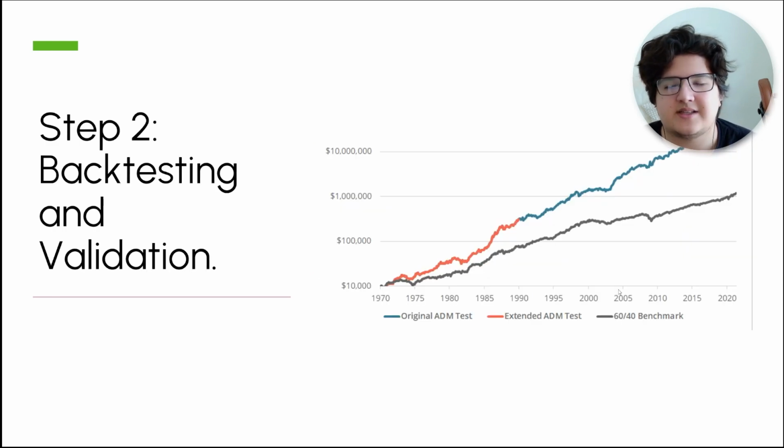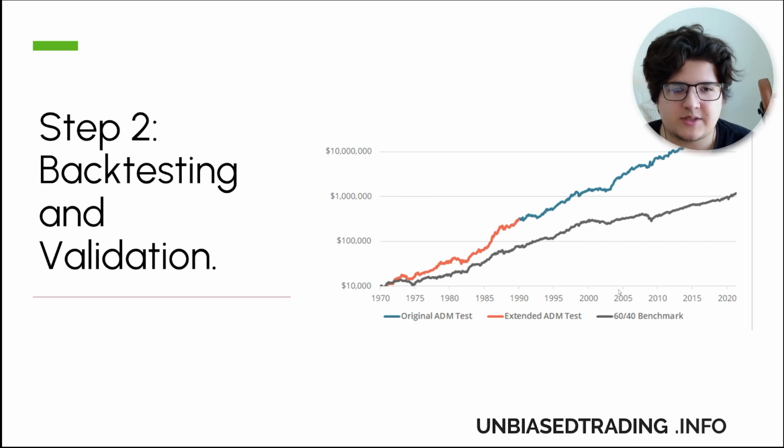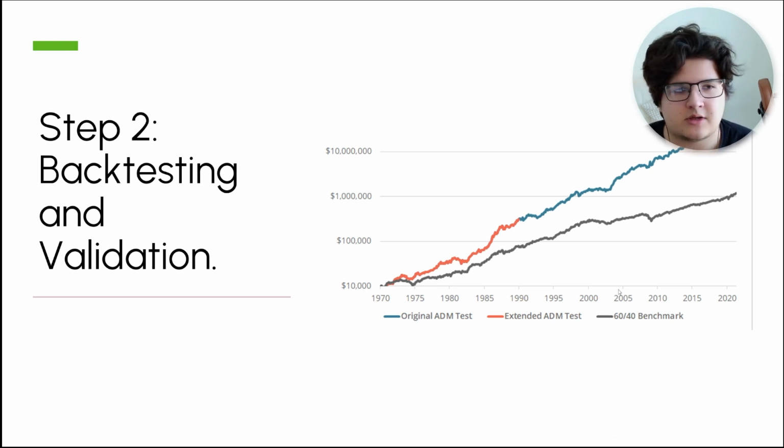Step two is backtesting and validation. In equities, a higher rate of change over an X period of time often signals greater returns over the following X period. You can actually look up a couple of studies on this. If I remember, I'll link them in the description as well.